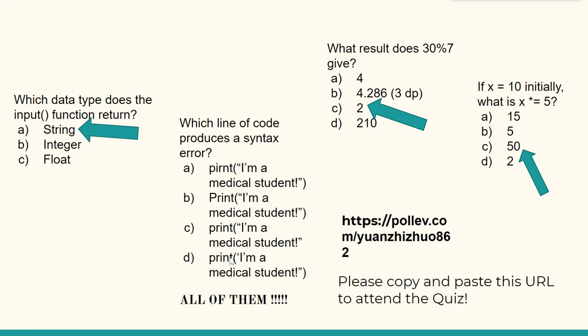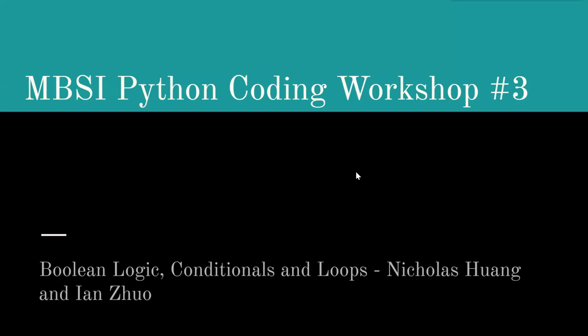For option D, as you can see here, we need to make sure our code is consistent. We need to convert these single quotes into double quotes to keep the consistency. Okay, as I can see from the results, all of you guys did quite well for the workshop 2 revision.